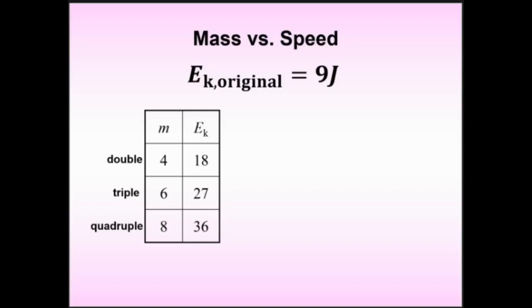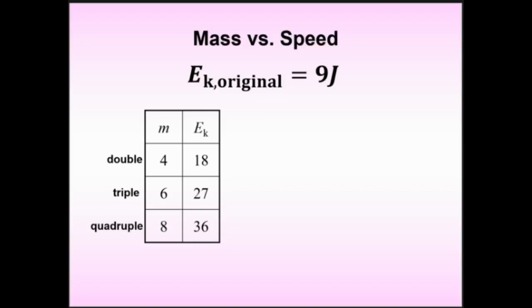Half times 4 times, well, what's the speed still? 3 squared. So what's half times 4 times 3 squared? Half times 4 is 2. 3 squared is 9. 2 times 9 is 18. So that means if you have a mass of 4 kilograms, still moving at the same speed, when it hits something now, how much energy is it going to give it? 18 joules.